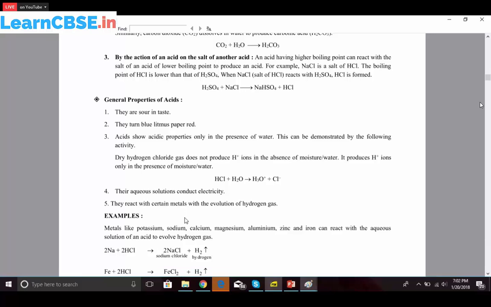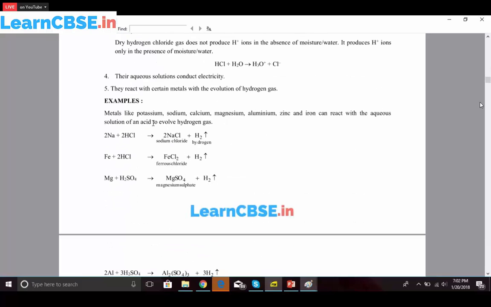Okay, so now the examples. Metals such as potassium, sodium, calcium, magnesium, aluminium, zinc can react with the aqueous solution of an acid to give hydrogen gas. Now, sodium metal reacts with HCl. What is happening? H2 gas is liberated, and we get the salt, NaCl.